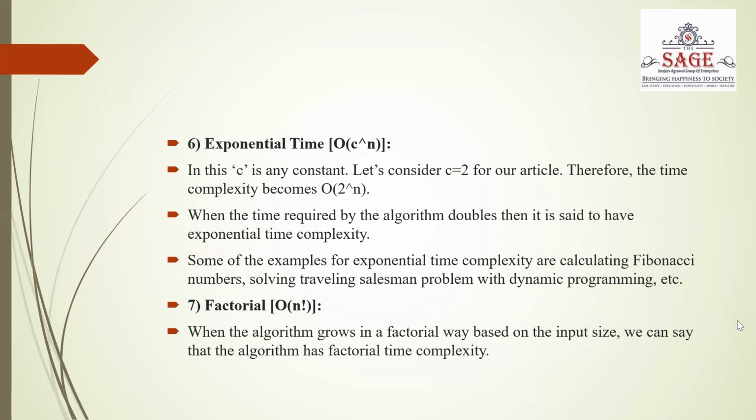Next is exponential time complexity. In this, if c is any constant, let's consider c equals 2 for our example. Therefore, the time complexity becomes big O of 2 to the power n. When the time required by an algorithm doubles, then it is said to have exponential time complexity. Some examples of exponential time complexities are calculating the Fibonacci series, solving the traveling salesman problem with dynamic programming, etc. Factorial: when the algorithm grows in a factorial way based on the input size, we can say that the algorithm has factorial time complexity.